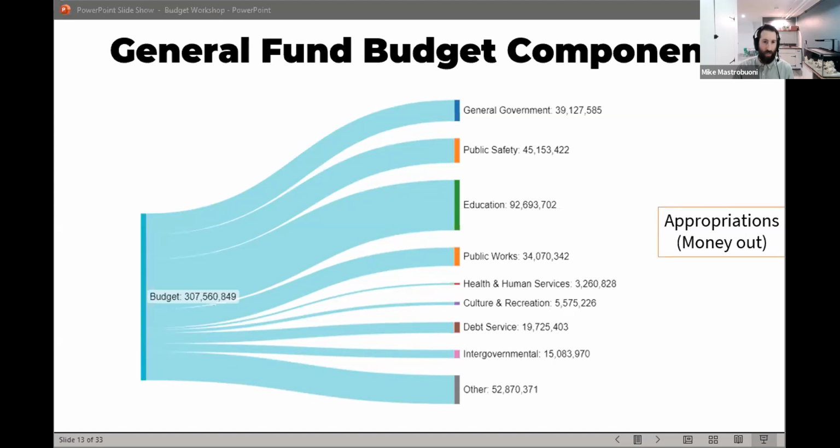Nearly a third of the budget goes to the schools, and part of that is Mayor Ballantyne in last year's budget requested a 10% increase in schools, which is actually the highest ever. So that actually takes up nearly a third of our budget.